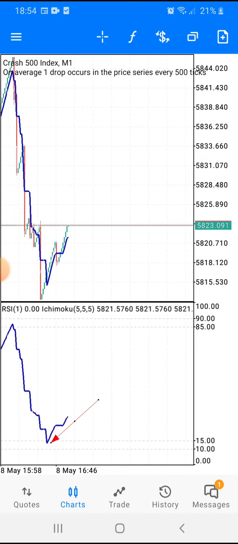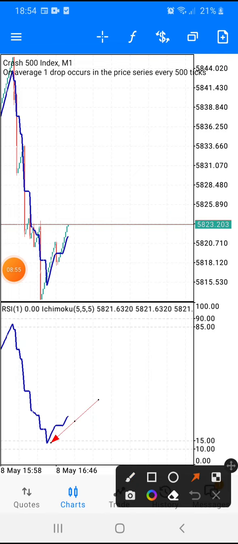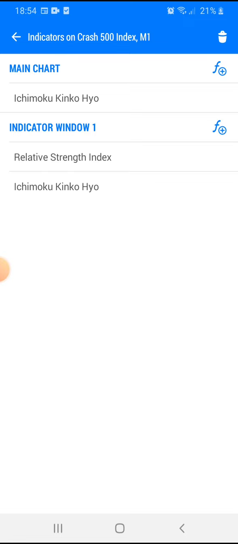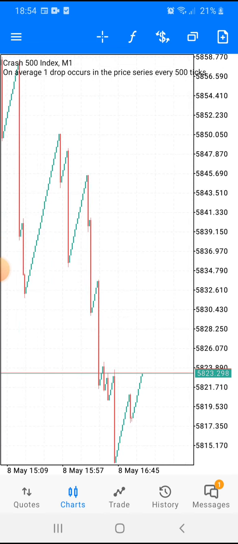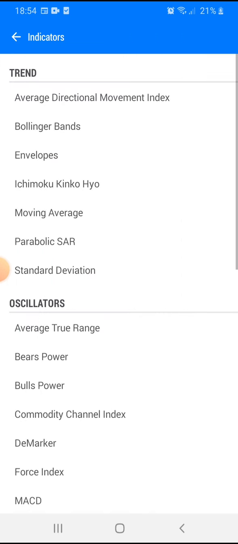Okay, let's move on to the settings. So you go on the F icon here. This is the F icon that I'm talking about. If you want to add indicators, you go to this F, then you click it. So here you can see these are the indicators, and I'm gonna remove everything so that you know how to put the indicators. So I'll go back to that F.